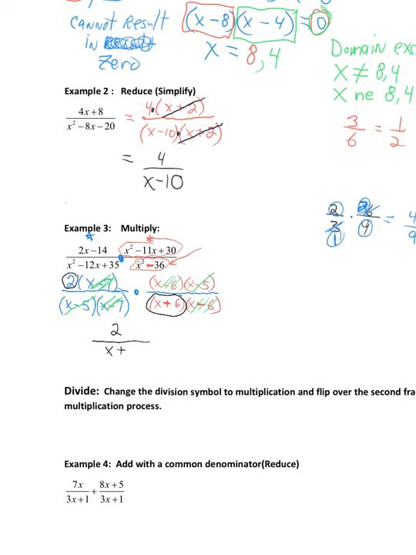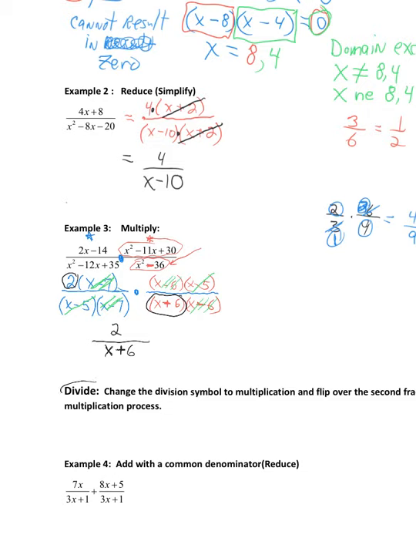That's the final answer. Don't try to reduce the 6 and the 2 because it's not between factors. It's not between multiplication signs. It's between plus signs, and we don't cancel between addition or subtraction. So there's our final answer in that question.